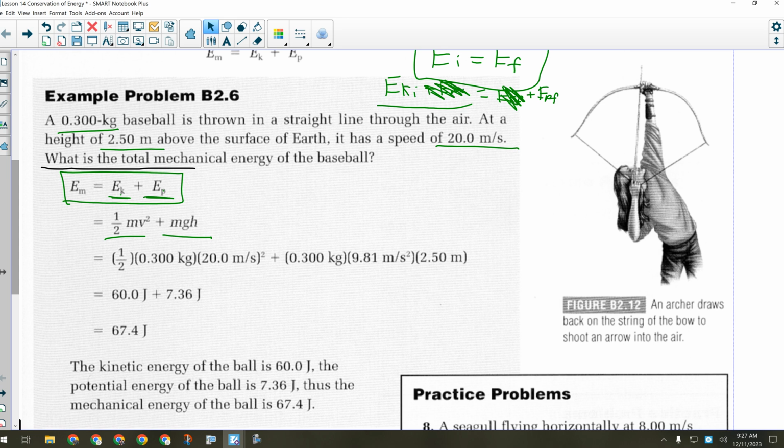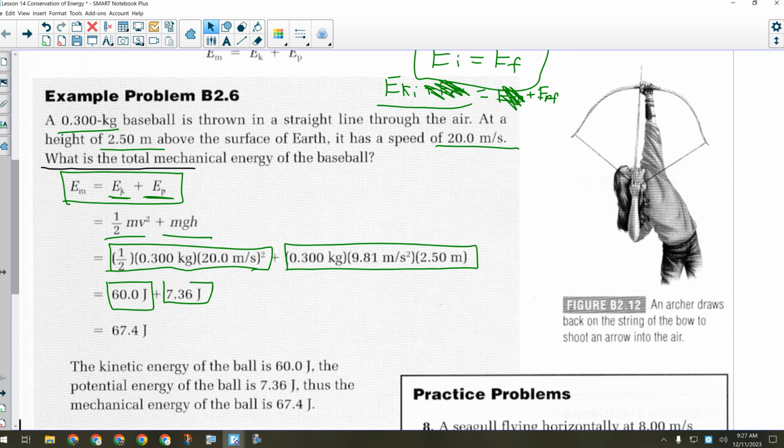So all I would have to do then is plug in my numbers, and I would know the total mechanical energy of the ball. So 1/2 times 0.3 times 20 squared gets me the kinetic energy of the ball, 60 joules. And because it's still 2.5 meters above the ground, it still has some potential energy. 0.3 times 9.81 times 2.5 gives me 7.36 joules, for a total of 67.4 joules of mechanical energy. Is that a very hard calculation? It's basically just number plugging.